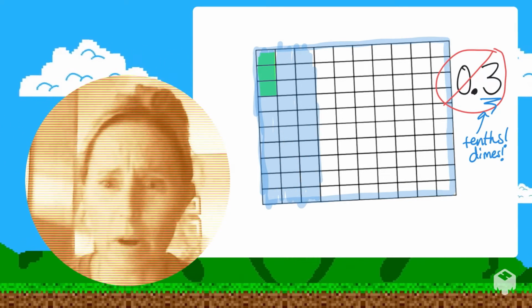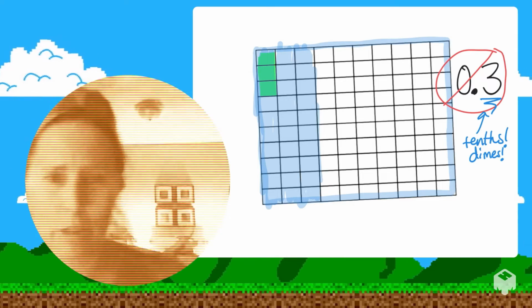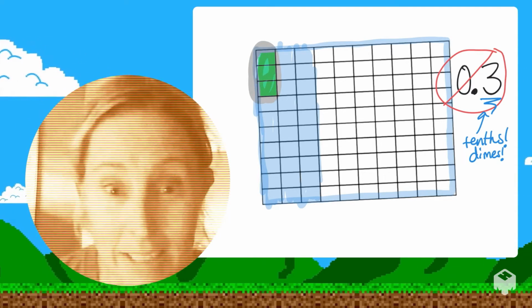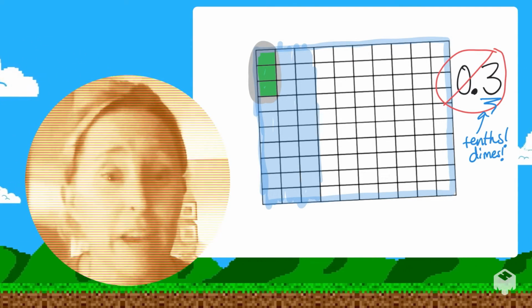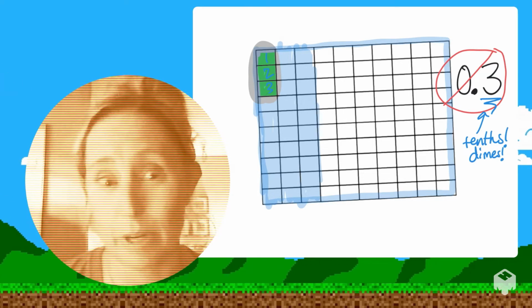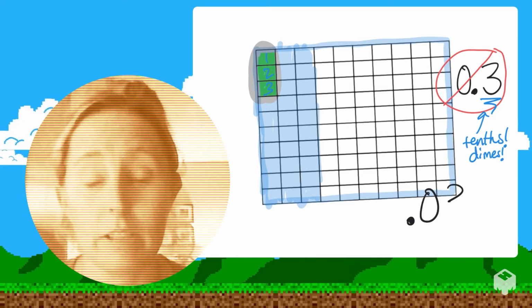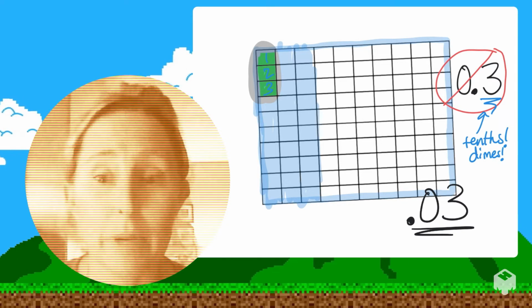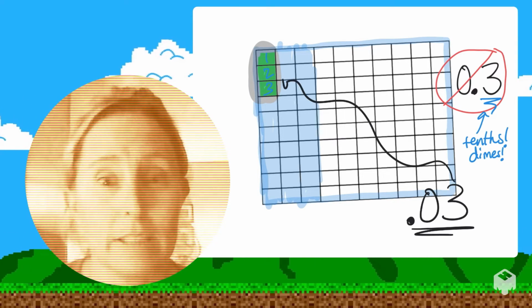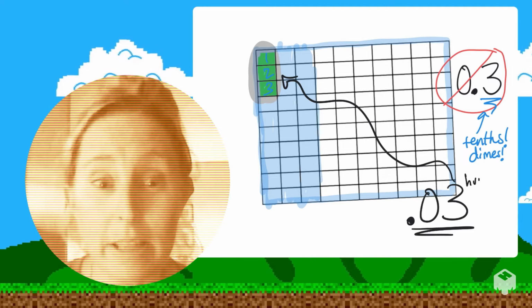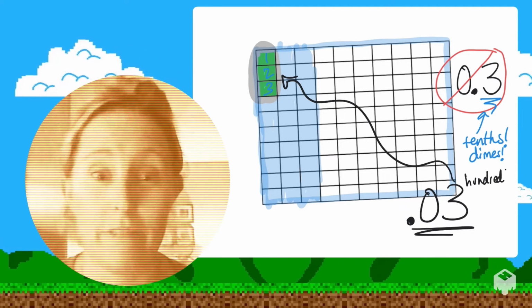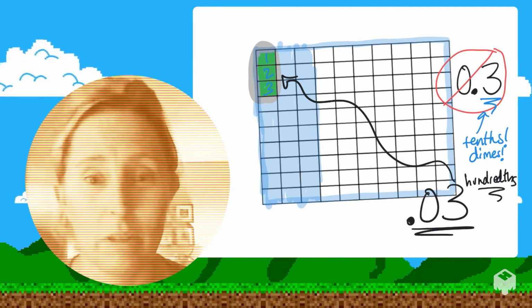And so what can I do to get the 3 in the hundredths place? I can add a very, very important placeholding 0 and bump my 3 over to its place value that is correct for this model, 3 in the hundredths place. And I know those are hundredths because it takes 100 of them to make the whole.